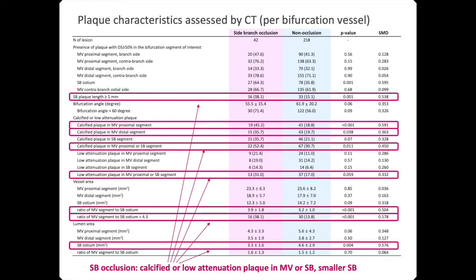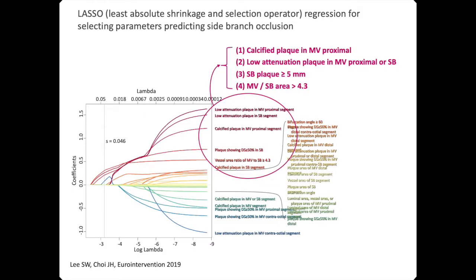The plaque characteristics analysis is quite complex. In brief, bifurcations with some complex plaque such as calcified or low attenuation plaque in main or side branch, or bifurcations with smaller side branch compared to main branch, tended to lose the side branch after main branch ballooning or stenting. We did lots of regression and found 4 parameters that can robustly predict side branch occlusion during PCI.